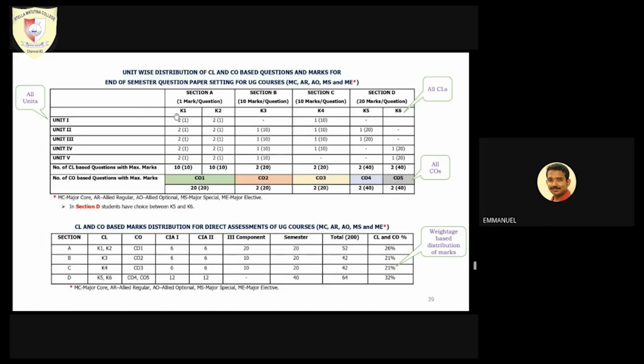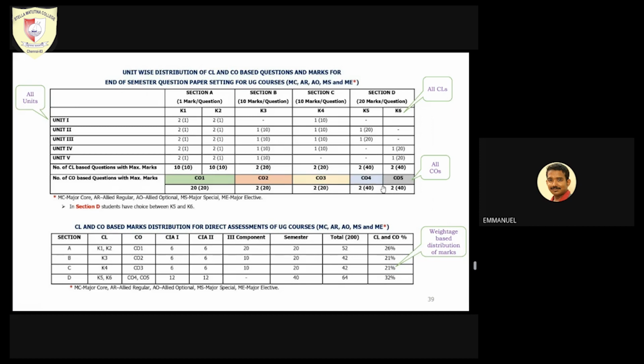Now, how we have given, not exactly a blueprint, sort of a blueprint for a major course, allied required, allied optional, major skill, and major elective papers. Section A, this is the marks bifurcation we have given. Here, CO1 level, 20 questions, 20 marks. CO2 level, 2 questions, totaling 20 marks. CO3 level, totally 2 questions, totaling 20 marks.